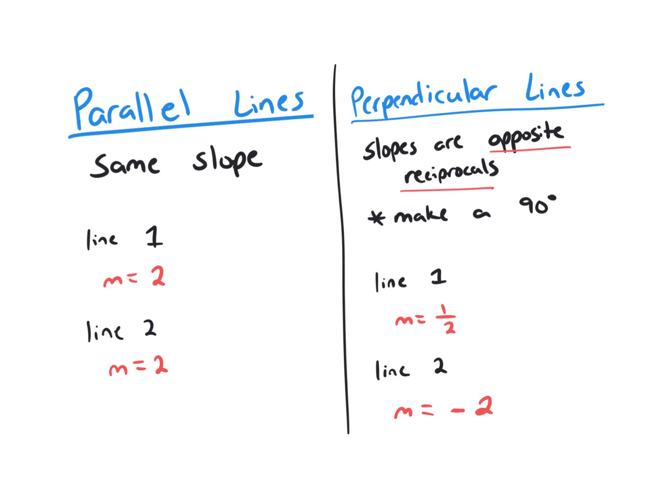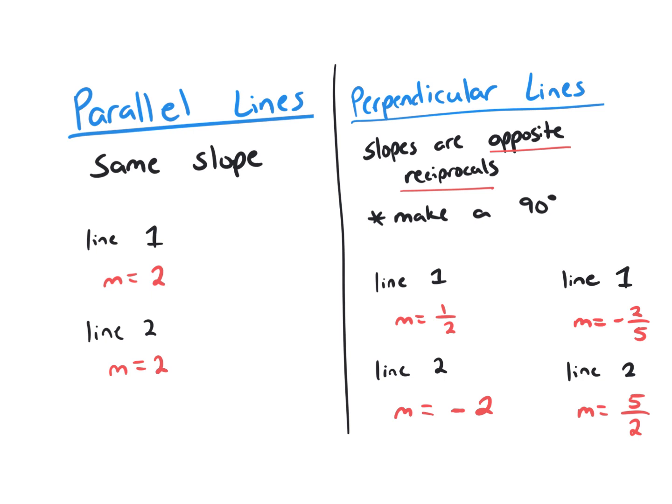Okay, let's try one more example with that. If line 1's slope is -2/5, what would the slope of line 2 be if it's perpendicular to that? 5/2, right? Change the sign to positive and we flip the fraction.